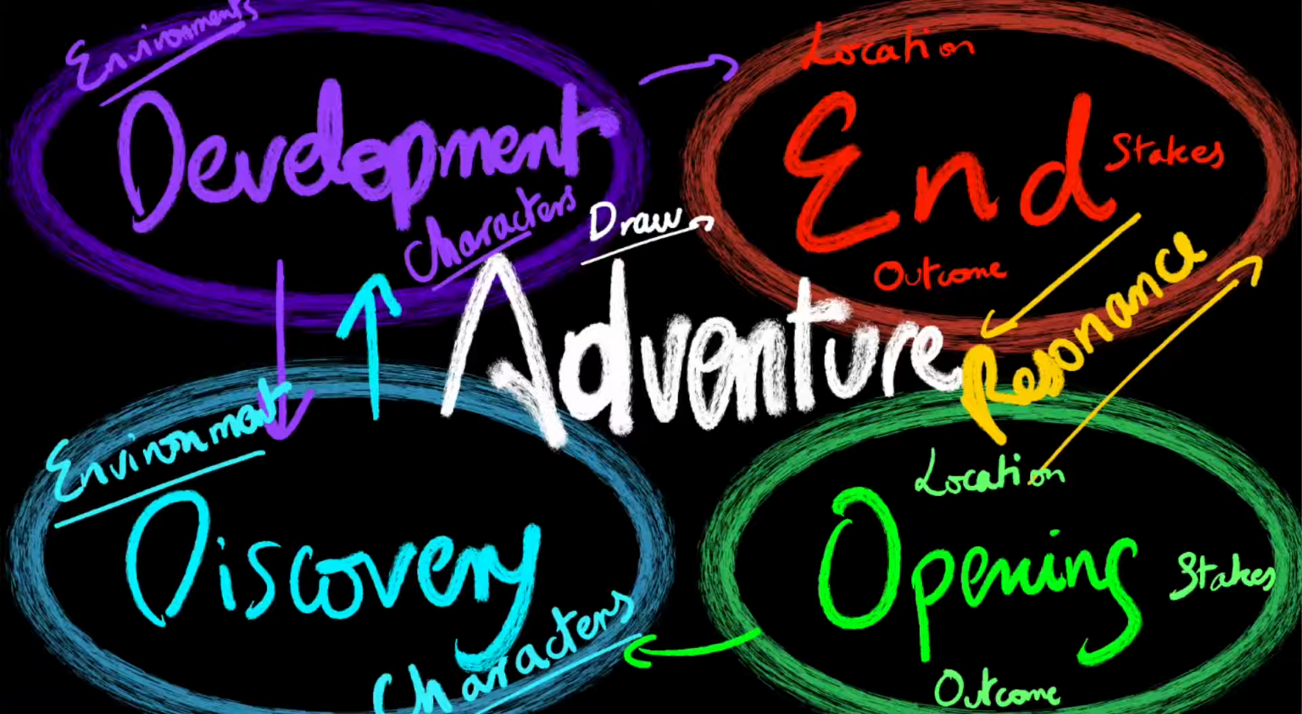Then, you want to draw the opening scene. Again, with the location, the stakes, and the outcome. The stakes will often be defined by the characters. If you want to, you can create a form of resonance between your final and your first scene. Then, fill in by drawing all the discovery scenes and the development scenes. Each discovery and development scene requires characters and environments.